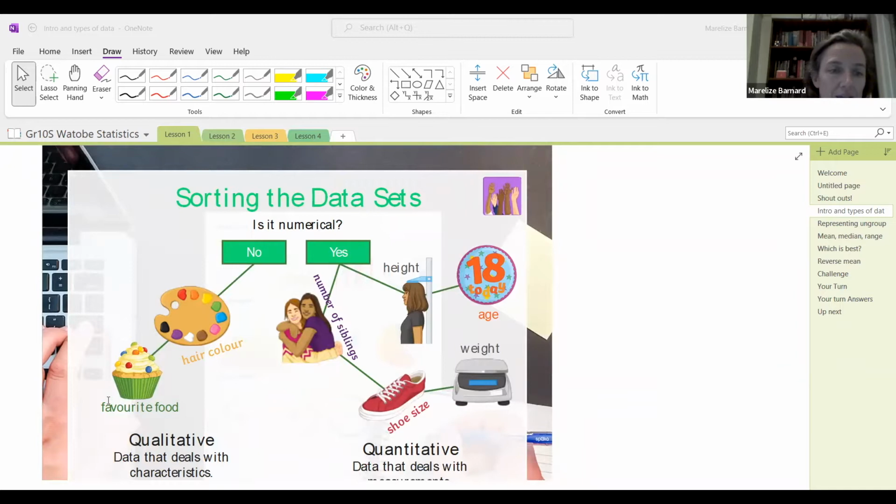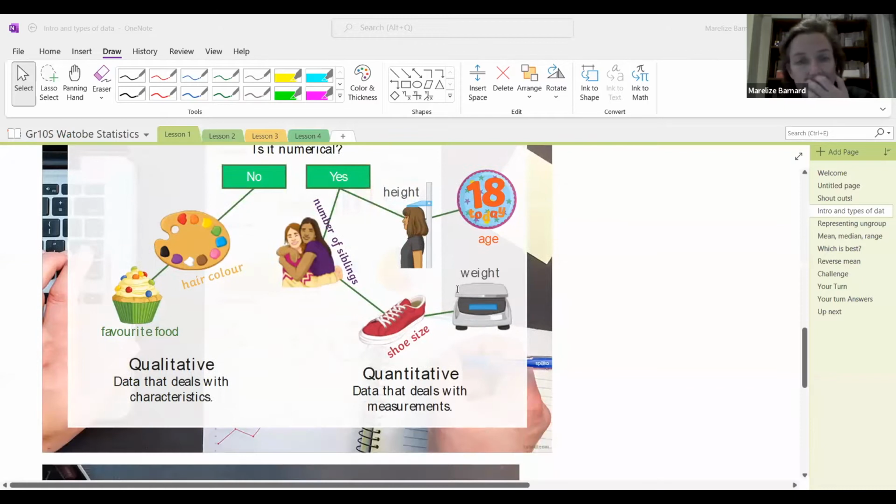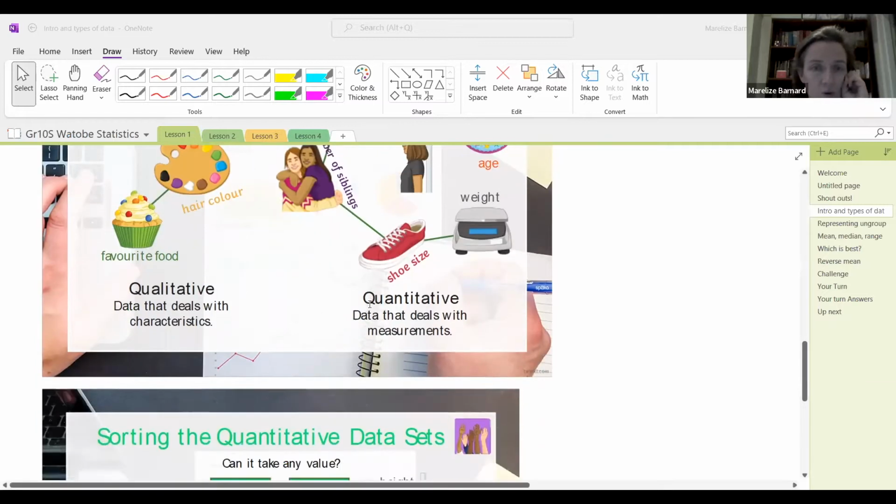So our hair color and our favorite food, those are things that you normally describe with words. Favorite food could be a hamburger or pasta or pizza, and hair color is brown, black, blonde, etc. So that is qualitative data. And quantitative data is data that deals with measurements. So if you've got height, weight, shoe size, age, number of siblings, that all has to do with measurements, something that can be measured in a way. So we first make those two distinctions between different types of data: is it qualitative or is it quantitative?